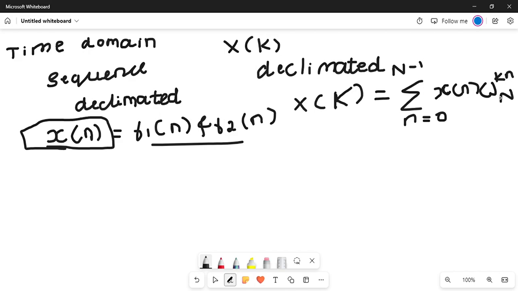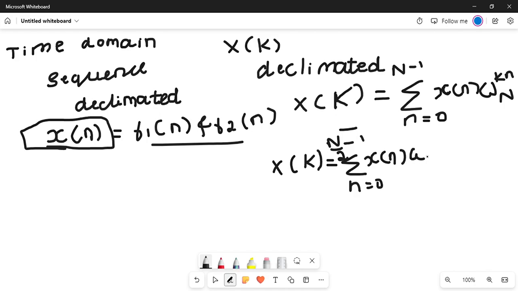So you try to divide this into two summations. One summation is for your n by 2 data points. That is n equal to 0 to n by 2 minus 1, the first summation for the n by 2 data sequence, of x of n into omega n kn, right?